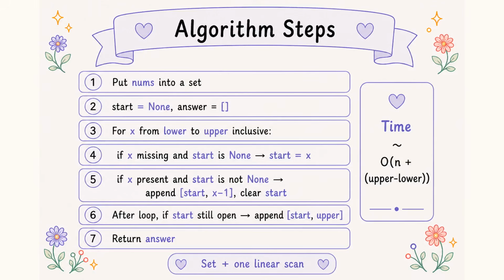Algorithm steps. 1. Put nums into a set. 2. Start is none. Answer is empty. 3. For every x from lower to upper inclusive. 4. If x is missing and start is none, set start to x. 5. If x is present and start is open, append start to x minus 1, then clear start. 6. After the loop, if start is still open, append start to upper. 7. Return the answer. Time is order n plus the size of the range.